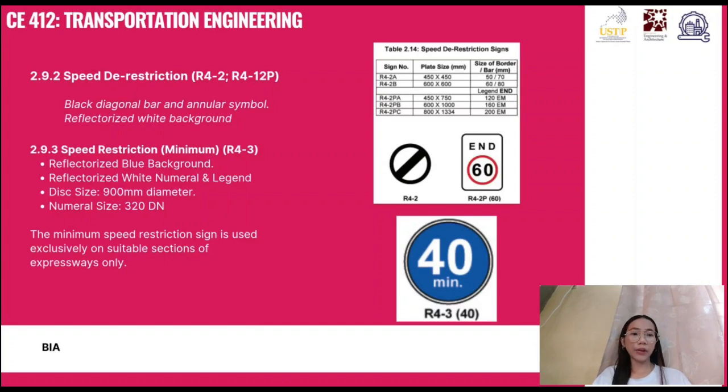So next is 2.9.2 speed restriction kaning R4 to 2 and R4 to 2P. Na siya black diagonal bar and annular symbol, reflectorized white background. No? Kani nga sign nga gina-indicates that previous speed limit is no longer in effect. And kanang makita niyo dira nga R4 to 2 kani sa nga sign kay naay black diagonal bar over a white background inside a circle. Ginapasabot gani kay end of speed limit na siya.